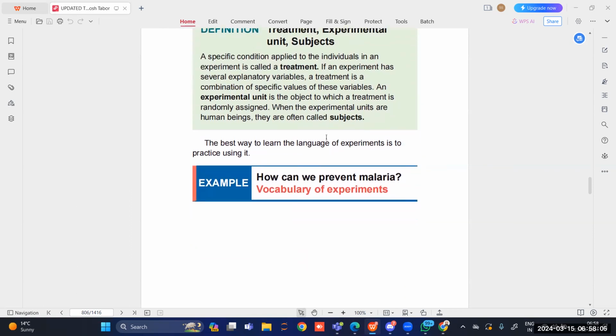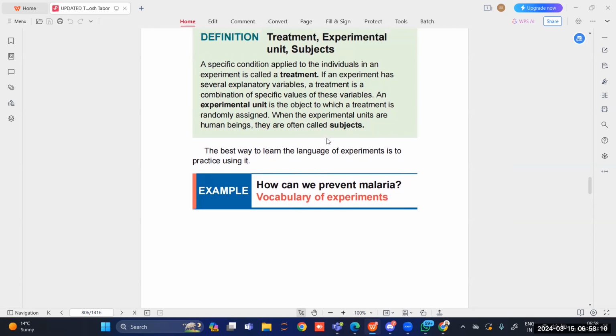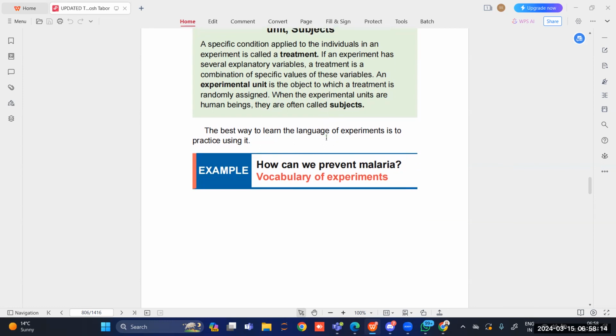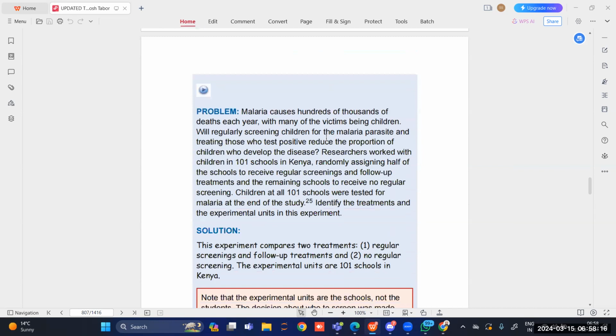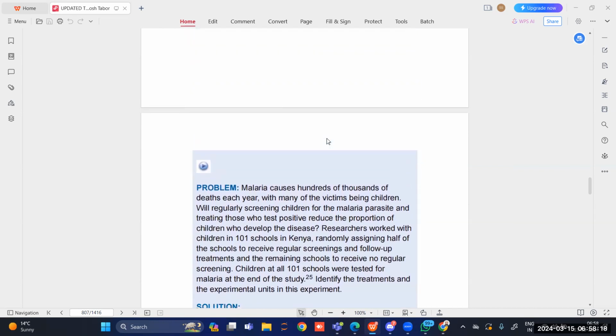So the best way to learn the language of experiments, meaning all these terminologies of experiments, is to practice using it. We will discuss different examples. So come on, read this, and this will be our class. Come on, read it.